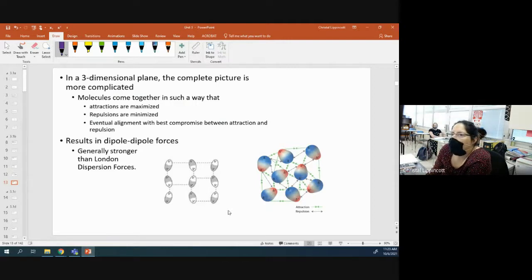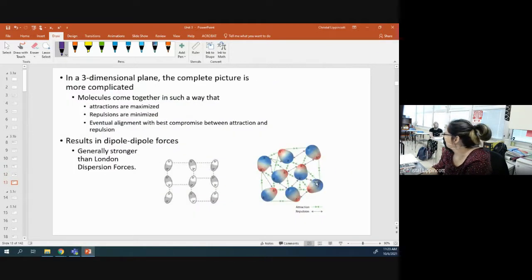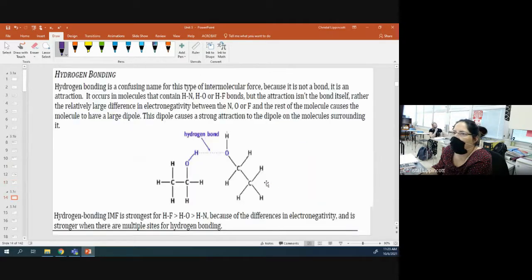Generally speaking, the dipole-dipole is stronger than London dispersion forces. But again, just like in this example here, it's not always the case. So be careful. Tread lightly. Look at everything. Get all of the evidence and all of the facts.